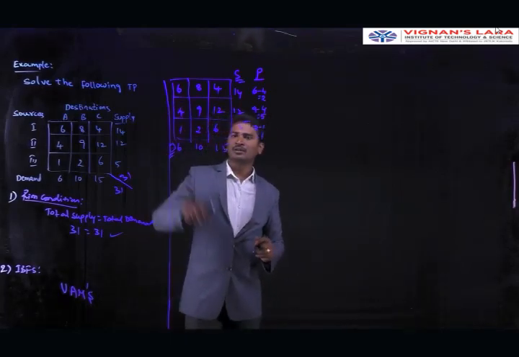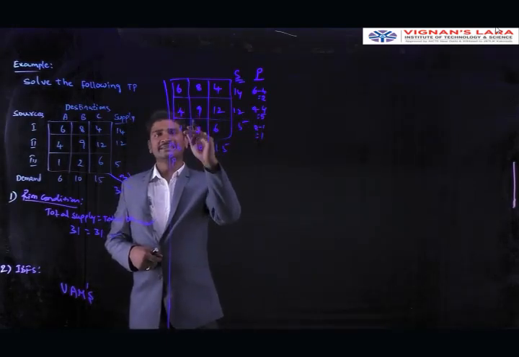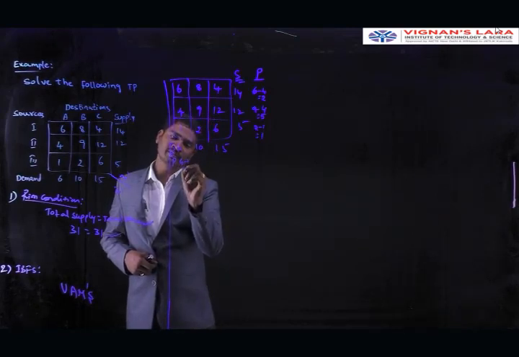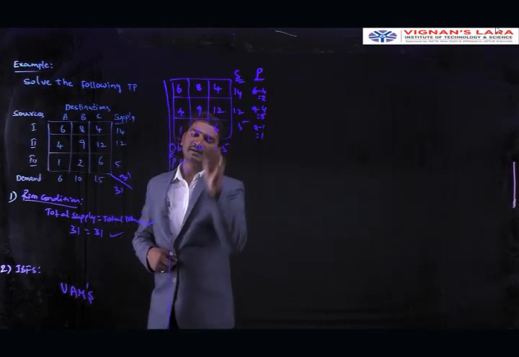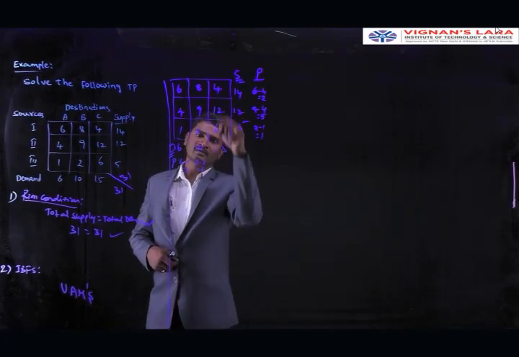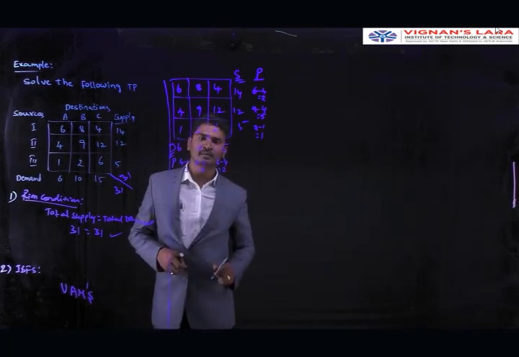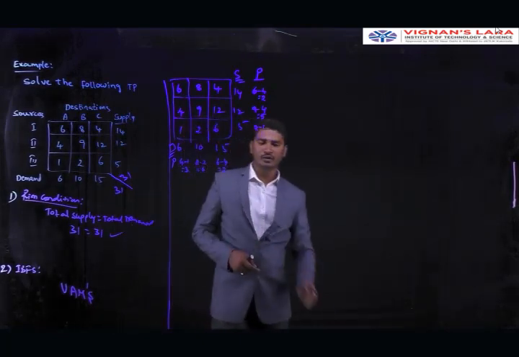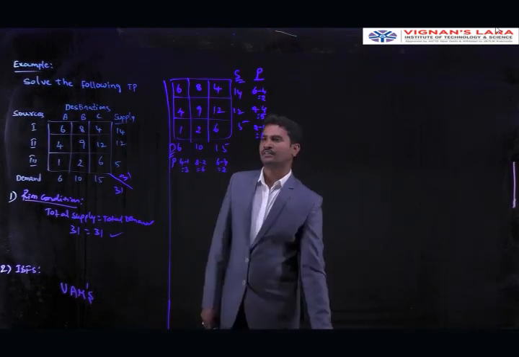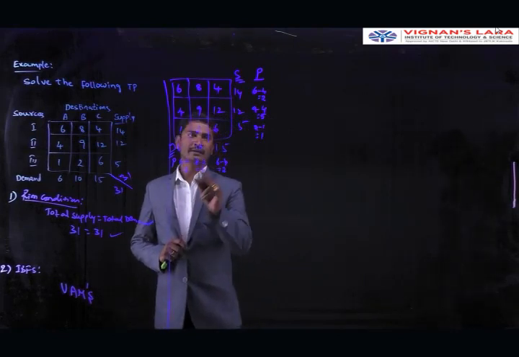Similarly, coming to the column penalties, we are calculating the penalties for destinations. Here 4 minus 1 is 3. Here 8 minus 2 is 6. Here 6 minus 4 is 2. From this we are going to identify the highest penalty. Where do we have the highest penalty?